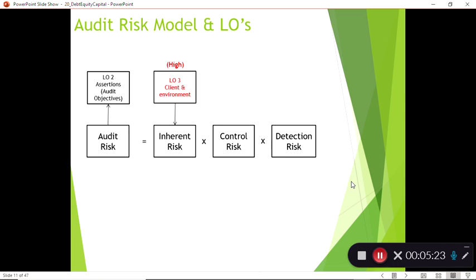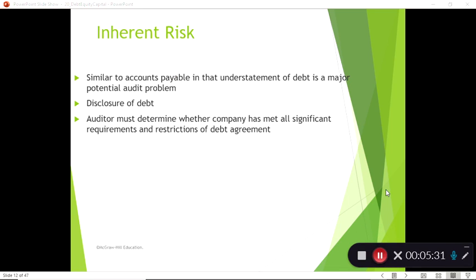But moving through the audit risk model, looking at understanding the client and the environment in order to assess inherent risk. Okay, so the inherent risks here: understatement of debt, disclosure of debt, and determination that they've actually met all of their debt agreements. Okay, so those are some of the inherent risks.